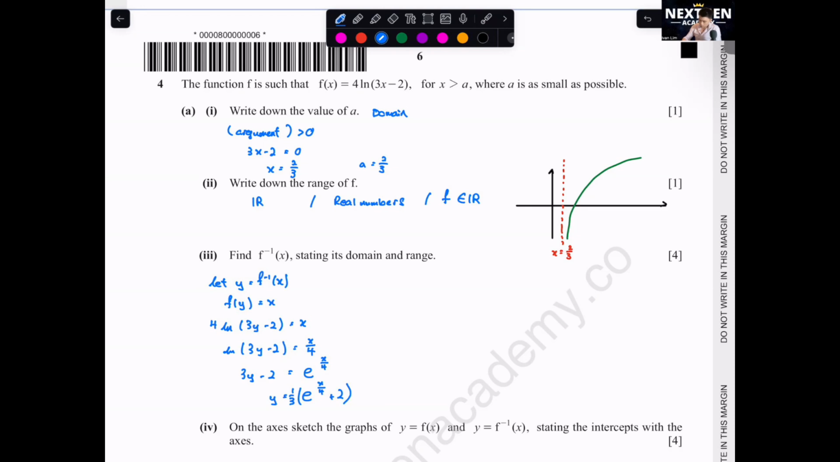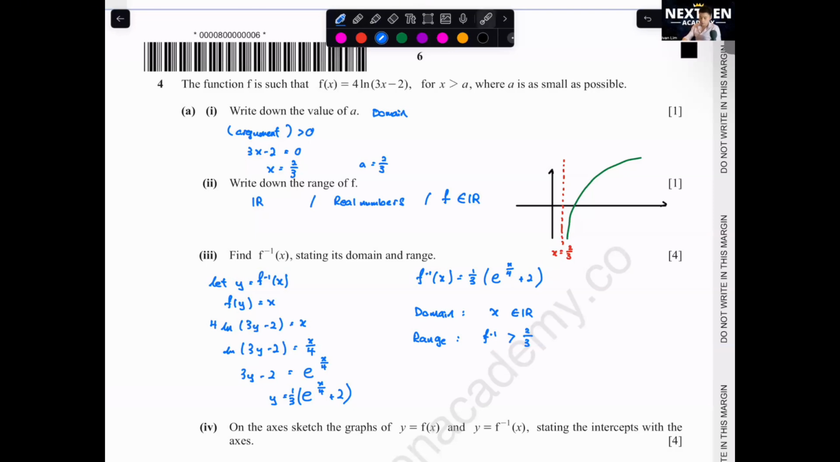Then the final one, we just rewrite this: f inverse x equals 1 over 3 e to the power of x over 4 plus 2. Okay, what is the domain? The domain will follow the range of f, which is all real numbers. The range will be f inverse. Just now, x is more than 2 over 3. Now this is f inverse more than 2 over 3.